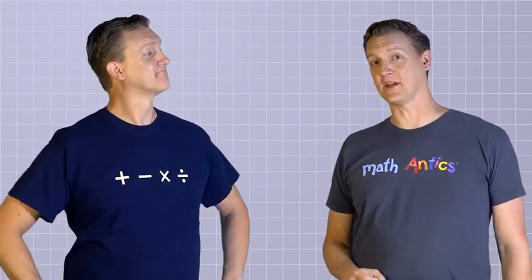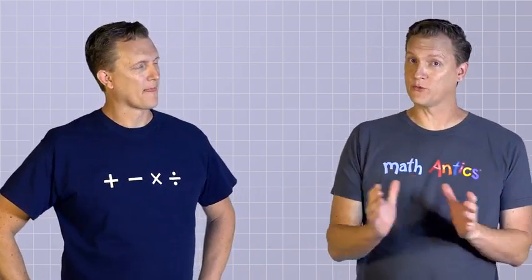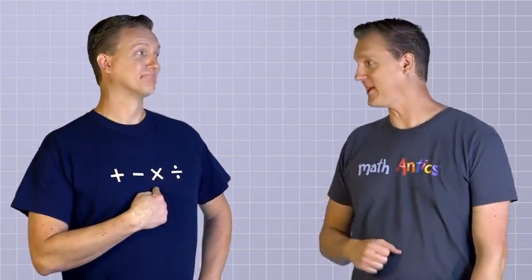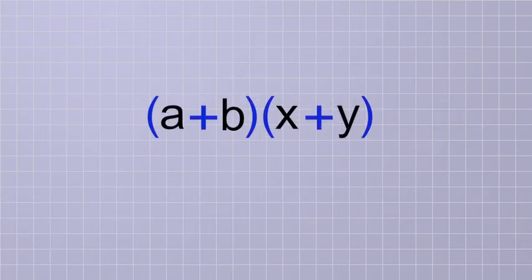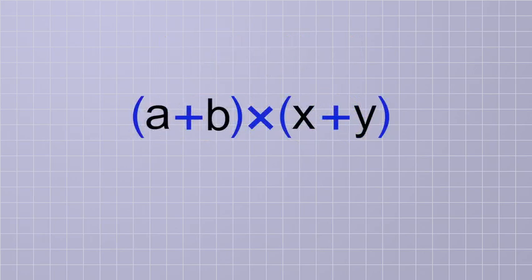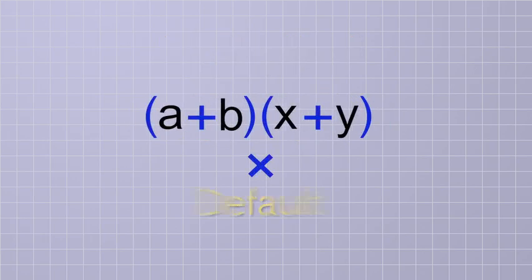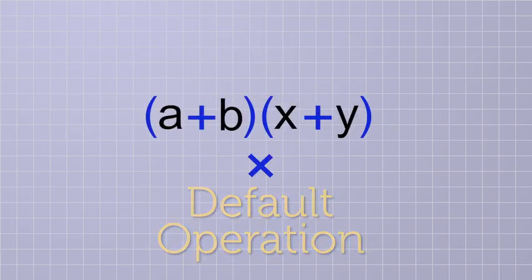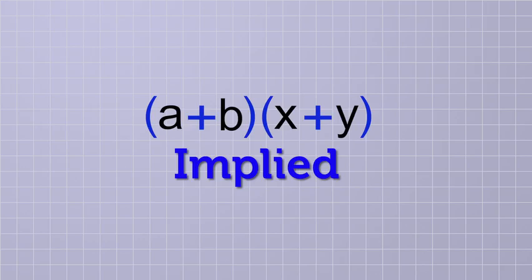That's a good question. Parentheses are used to group things, but whenever you put two groups right next to each other with no operation between them, guess what operation's implied? Yep, multiplication. For example, if you see this, it means that the group a plus b is being multiplied by the group x plus y. We could put a times symbol between the groups, but we don't have to because it's the default operation in algebra. The multiplication is just implied.